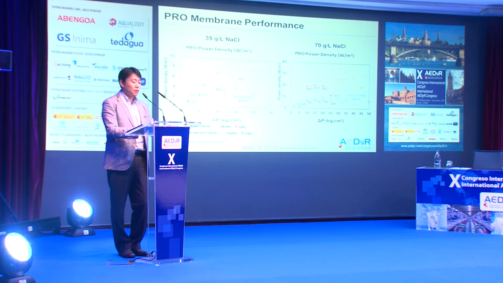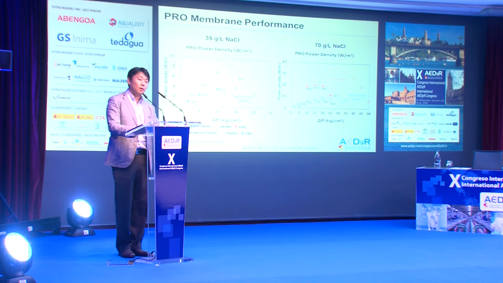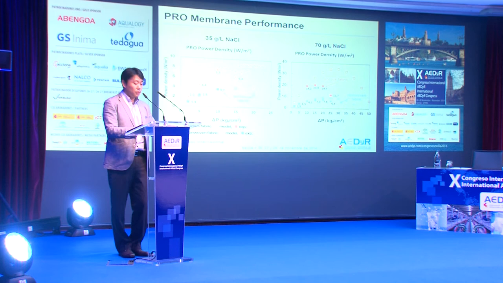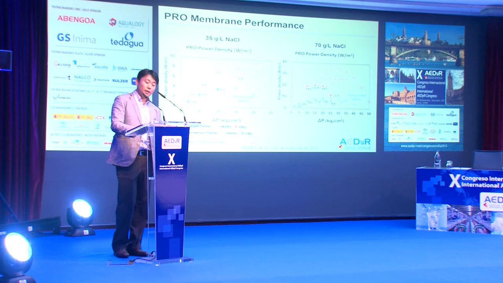This graph shows the performance of a PRO membrane according to the type of backing layer. Seawater and RO brine were used as the draw solution. As shown, the membrane using the porous fabric had a much higher power density than the non-woven fabric. The experimental data showed slightly lower power density than the model data due to ICP.